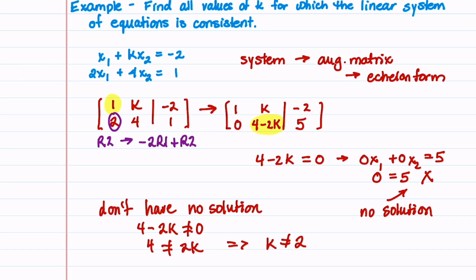So our system is going to be consistent if k is all values not equal to 2. And let's go ahead and box that. So in practice, when you have to determine what will make a system consistent, it's often easier to think about what would make it not consistent, or in other words, what would make it inconsistent.